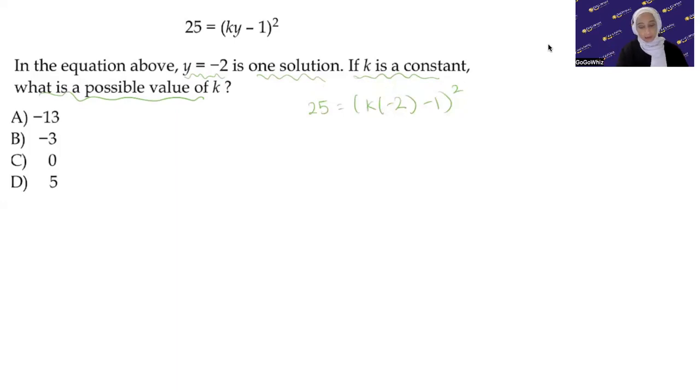I'm going to leave the left side alone. So 25 stays the same. Then, if I simplify what's inside, that's -2k minus 1. And remember, that's all squared. So if I'm trying to find the value of k, we've seen something like this before with x, right? If it was x plus 1 all squared is equal to, I don't know, 3.